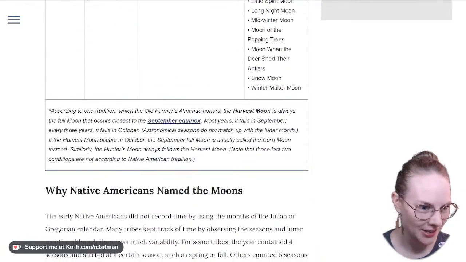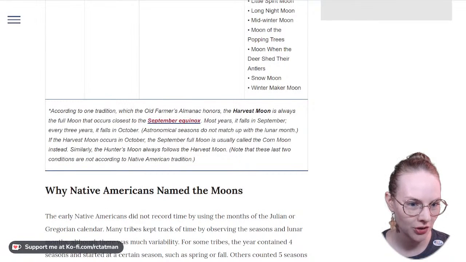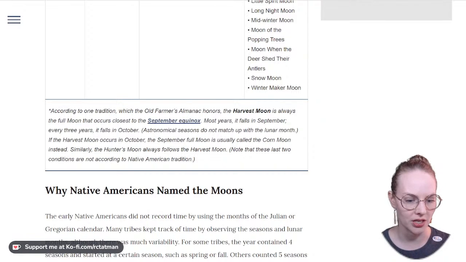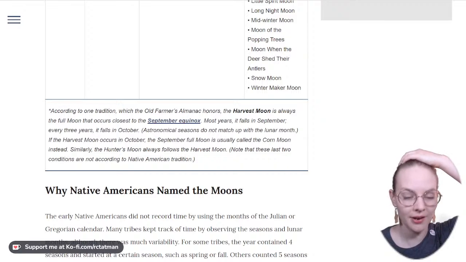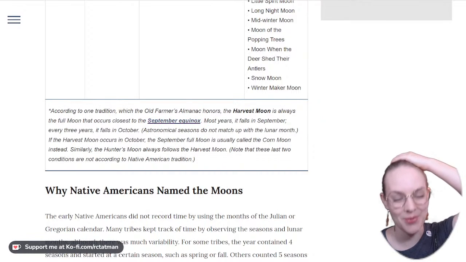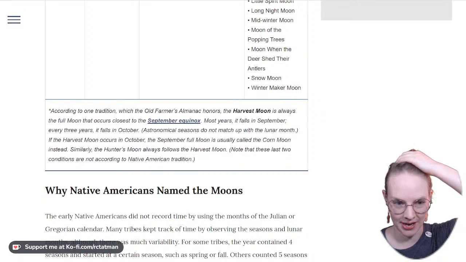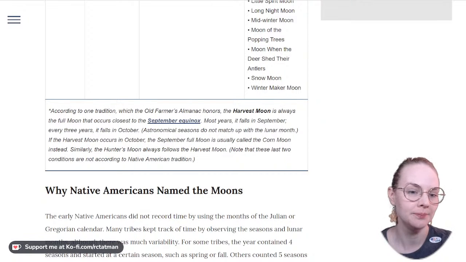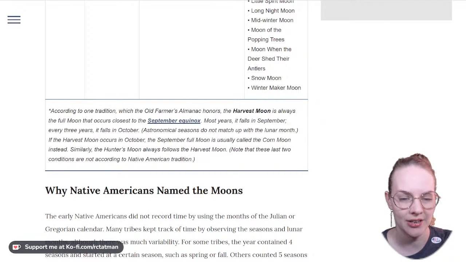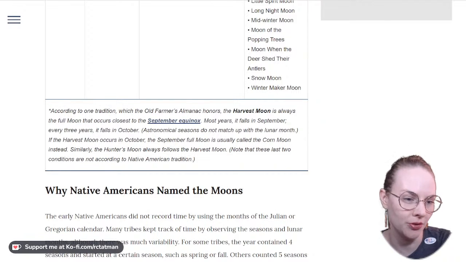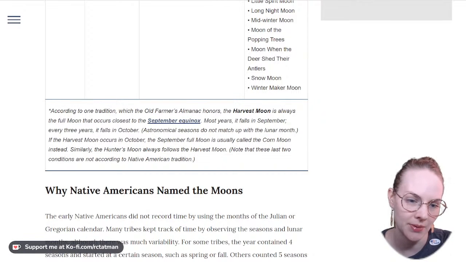There's an asterisk here. According to one tradition, which the Old Farmer's Almanac honors, the harvest moon is always the full moon that occurs closest to the September equinox. Okay, so here in this tradition, they are linking the moon names to the solar dates, right? Because the equinox is a solar date. Most years it falls in September. Every 3 years it falls in October. Astronomical seasons don't match up with the lunar month. If the harvest moon occurs in October, the September full moon is usually called the corn moon instead.